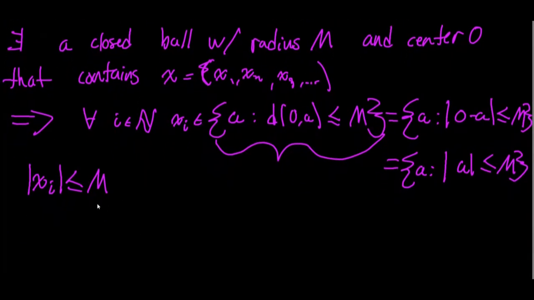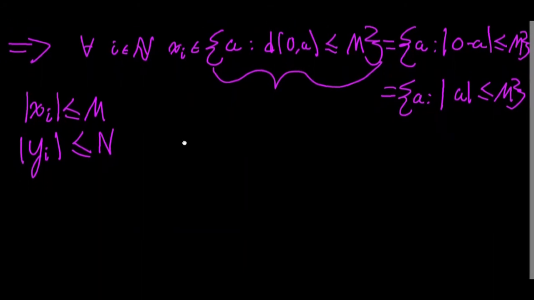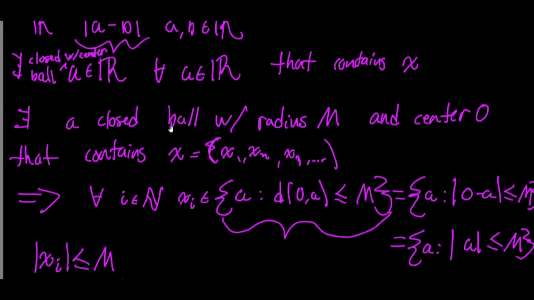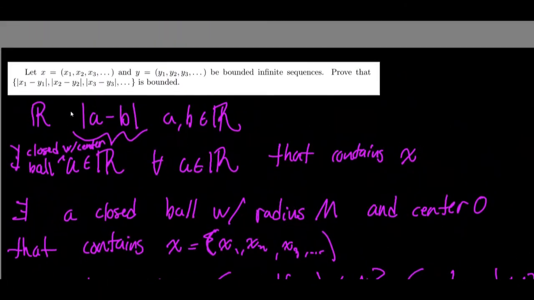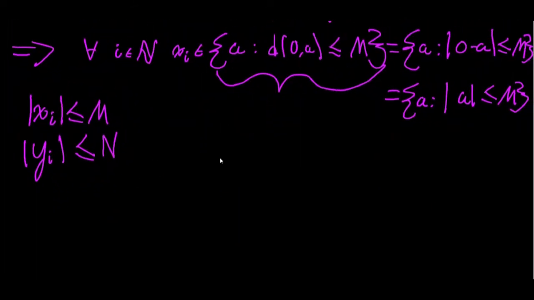And we can say the same thing for our sequence y. By the same argument, the absolute value of yi is less than or equal to n for some n. So xi is bounded by M for some M, and yi is bounded by n for some n. And so check this out. We're almost done. We've almost proven that this set right here is bounded, and I'll show you how we almost proved that. So check this out.